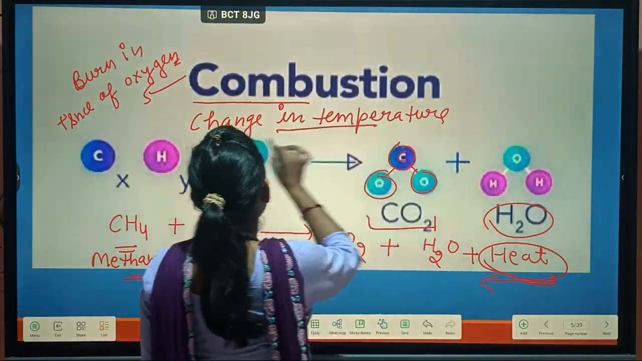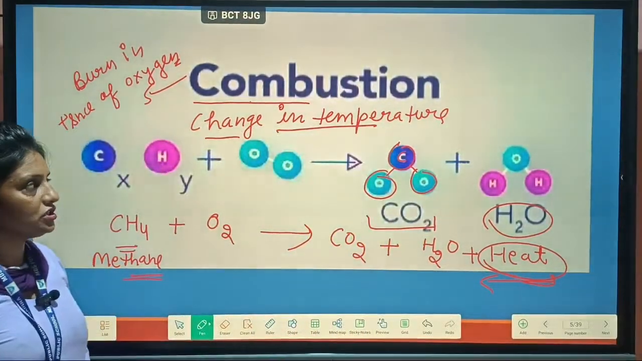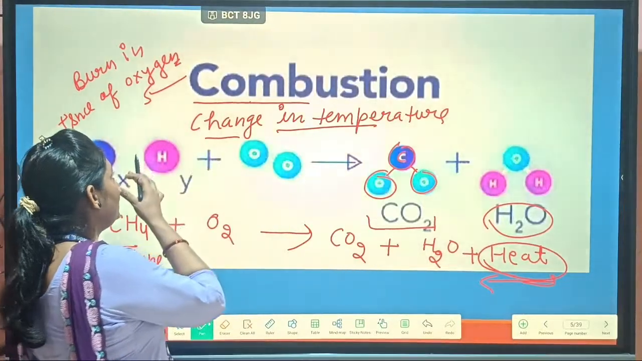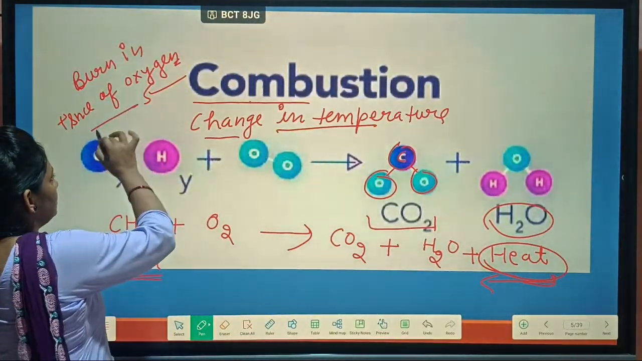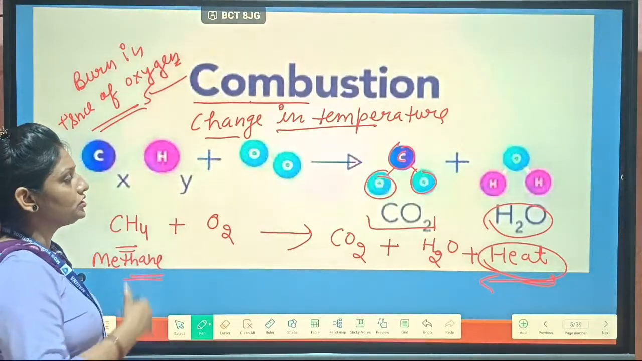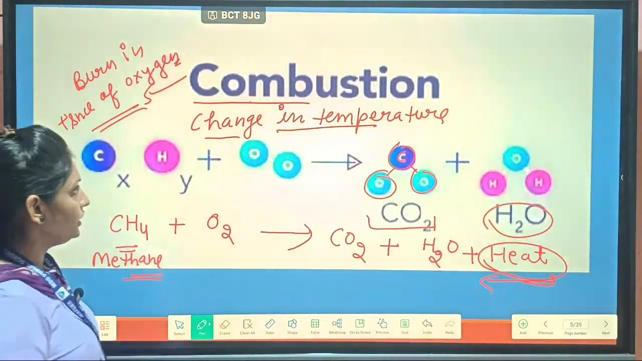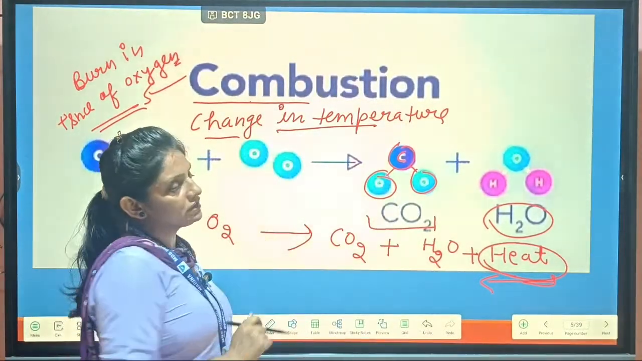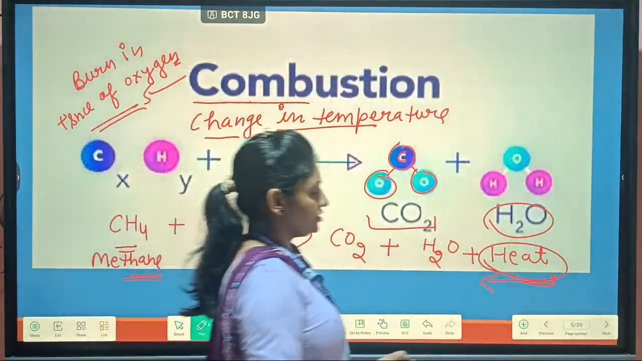Okay. Here we have done combustion. Combustion means burning in the presence of oxygen and it will produce heat. Okay, students. So we can take this example in change in temperature.